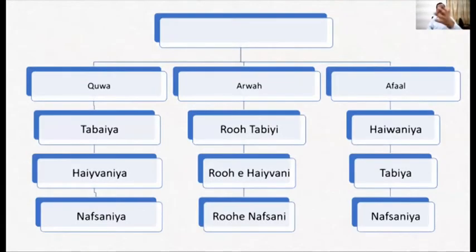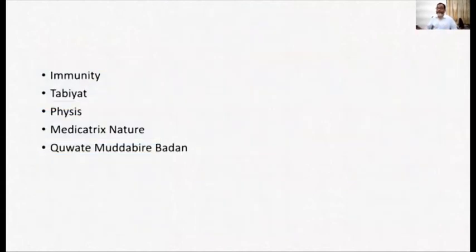Every organ also has its functions. Coming to the major point, in Unani, immunity as a concept is very recent, only in 1960 did it come into existence.